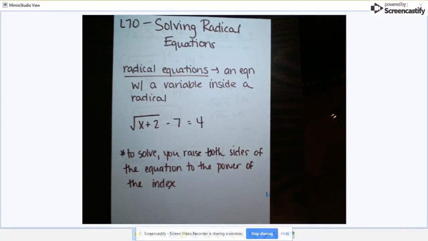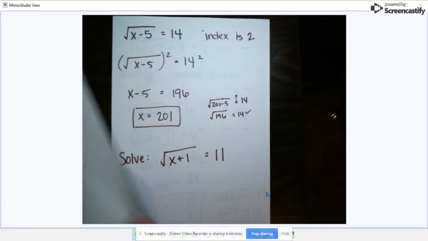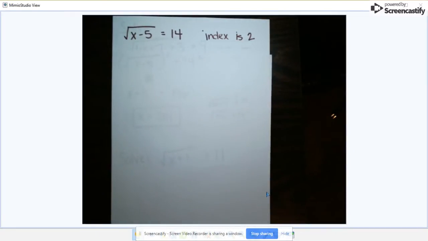In order to solve this sort of equation, you need to raise both sides of your equation to the power of the index. We'll go through some examples to see what that means. So we'll start with a pretty basic one. We have square root of x minus 5 equals 14.